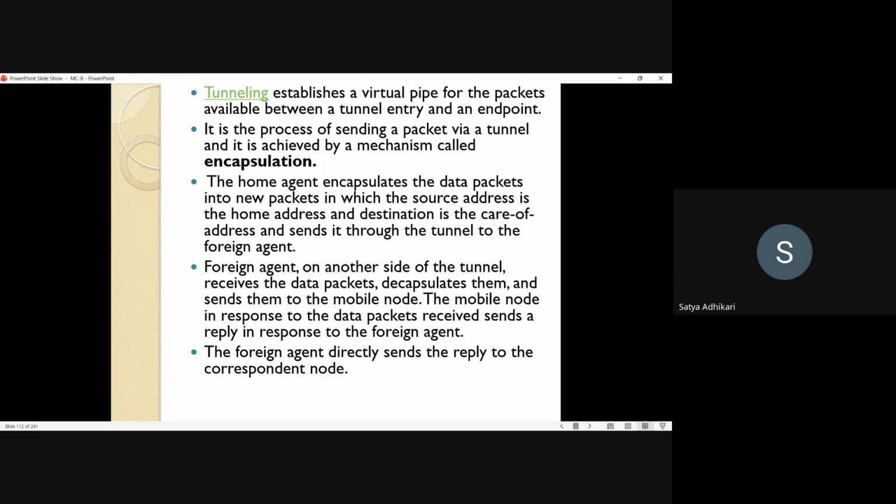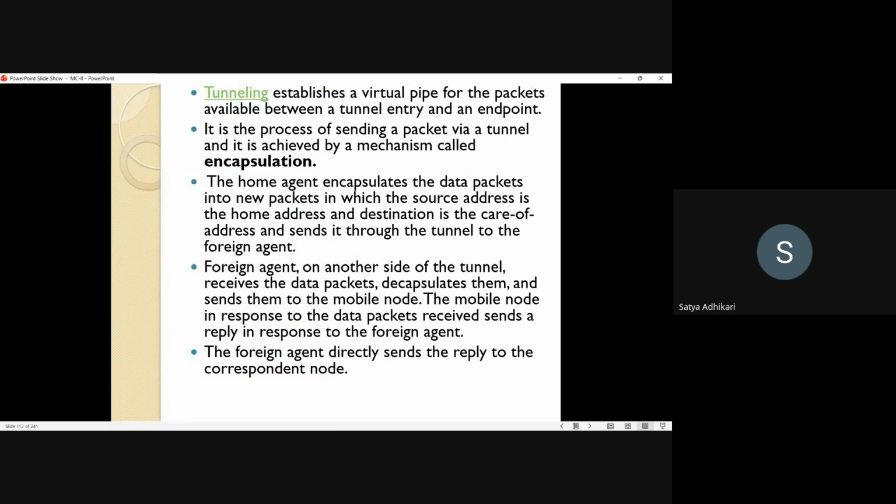The home agent encapsulates the data packet into a new packet in which the source address is the home address and the destination is the care of address. The source is not the correspondent node. The home address is the source address because the home agent is sending the data. No doubt the data originally comes from the correspondent node, but the source address is the home address. And what is the destination address? The destination address is the care of address. The new address was generated during the registration of the mobile node.